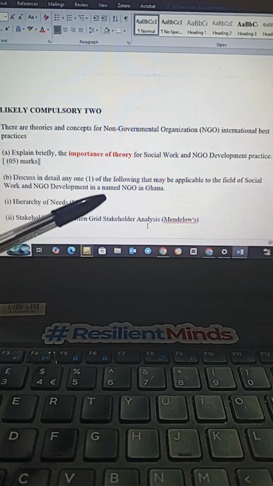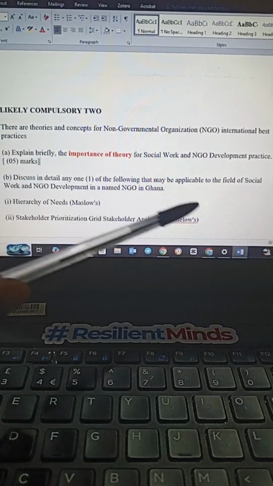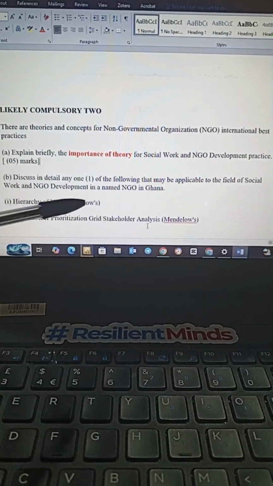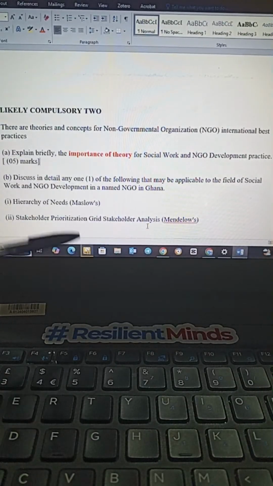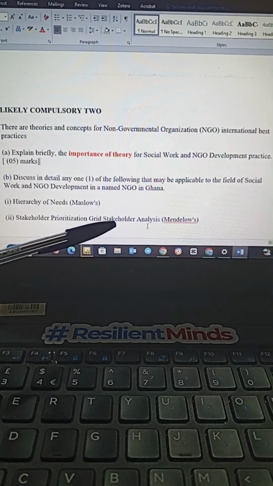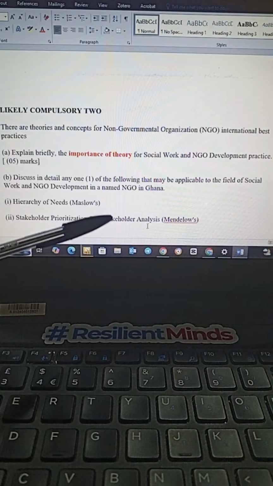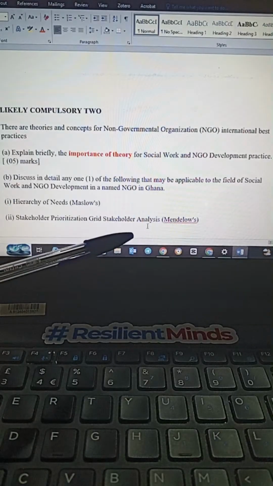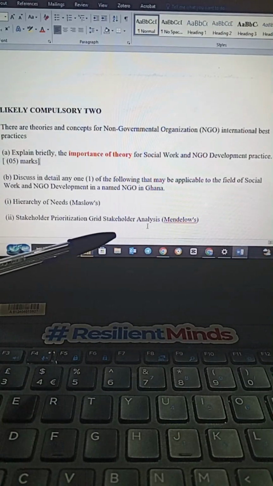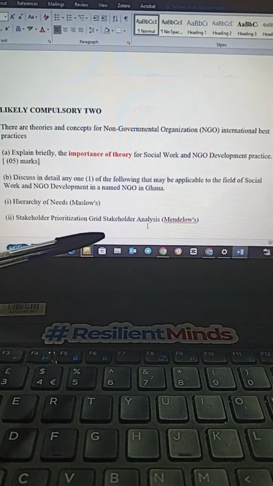Now, the question says that we should explain one that may be applicable to the field of social work and NGO development in Ghana. Okay, so NGO, what are their core goals? Their core goal is to make sure that the needs of the vulnerable are being met. And because they are voluntary and non-profit based, they always make sure that, one, if you take the physiological needs, that is food, shelter, clothing, basic health care, they also make sure that sometimes when they go to vulnerable places like rural areas, they build schools for them, they build hospitals. You just explain in that manner, okay, in that regard.